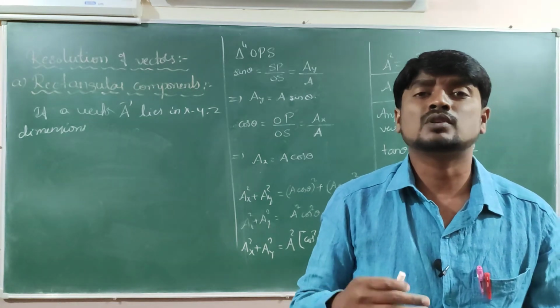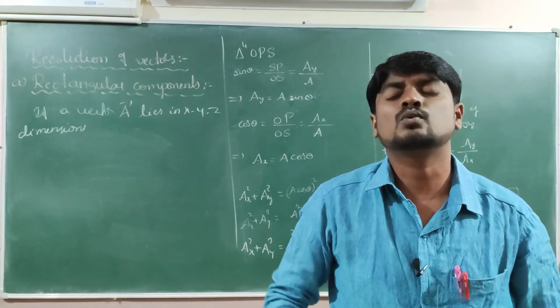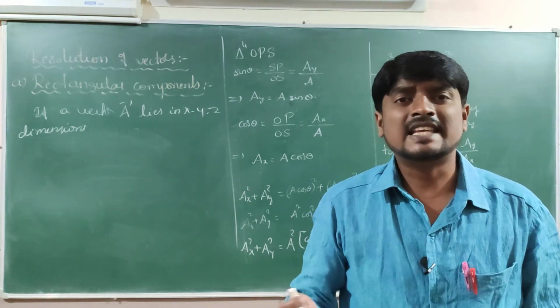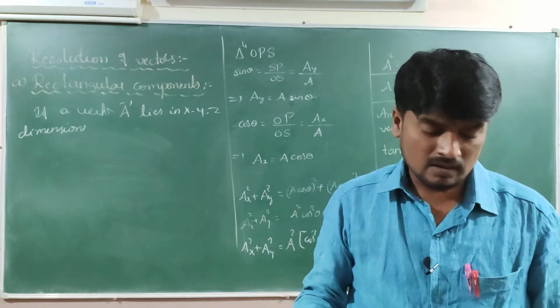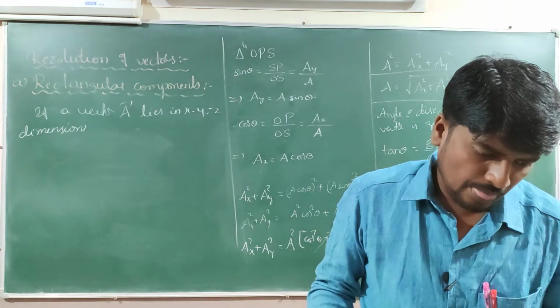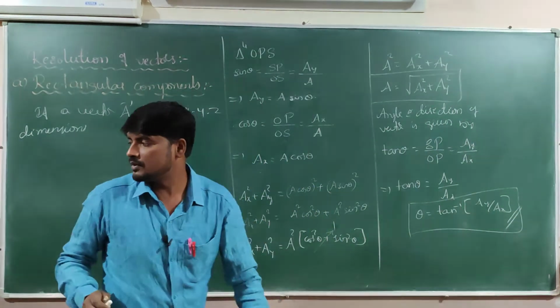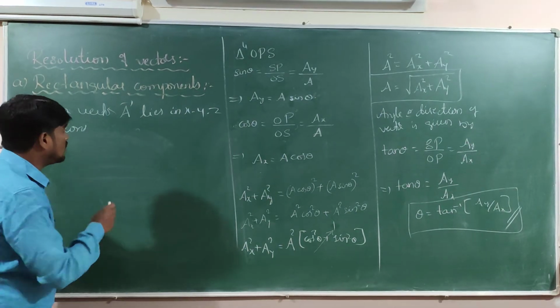In some books they differentiate the angles by using alpha, beta, gamma. In some books they use I, J, K. In our textbook, they use alpha, beta, gamma only. Let me use that one. If it is like this, then how to define this one?